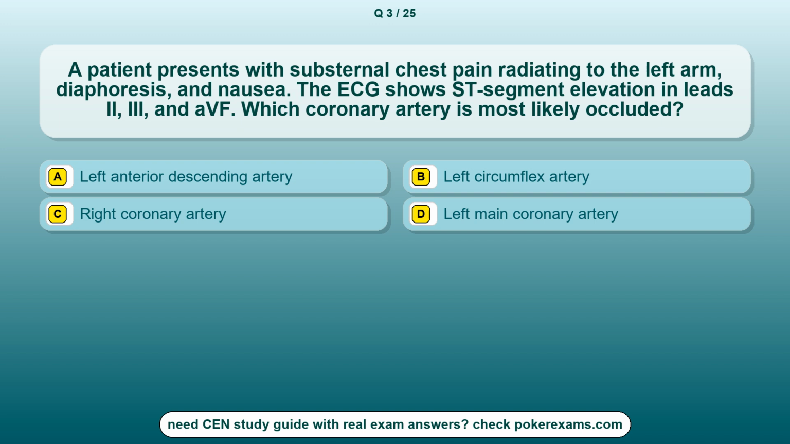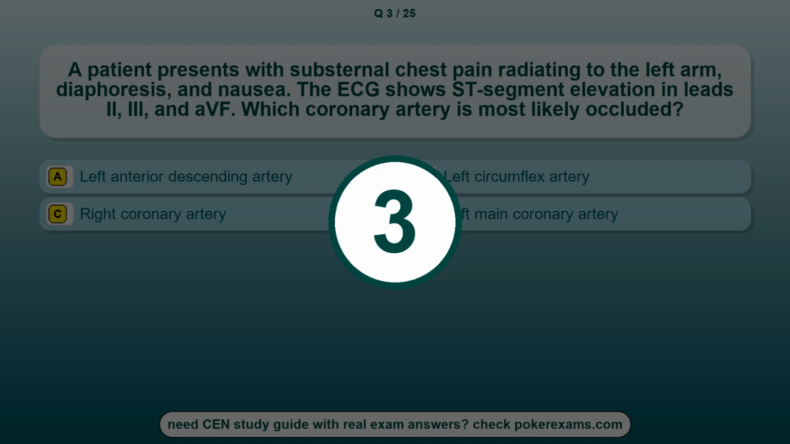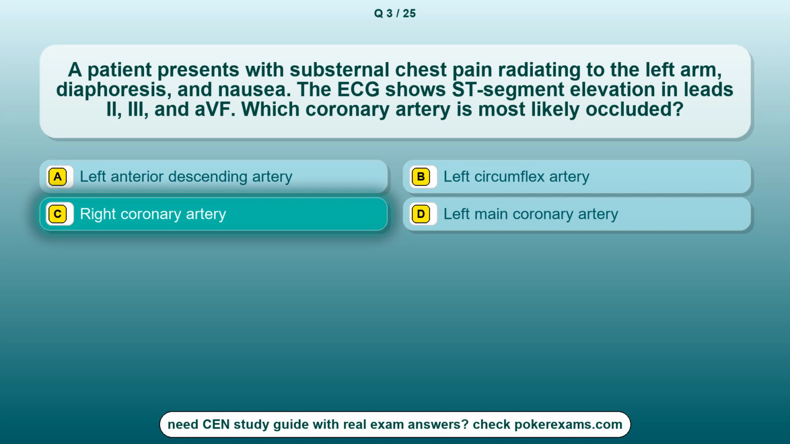Option A. Left anterior descending artery. Option B. Left circumflex artery. Option C. Right coronary artery. Option D. Left main coronary artery. The correct answer is option C.